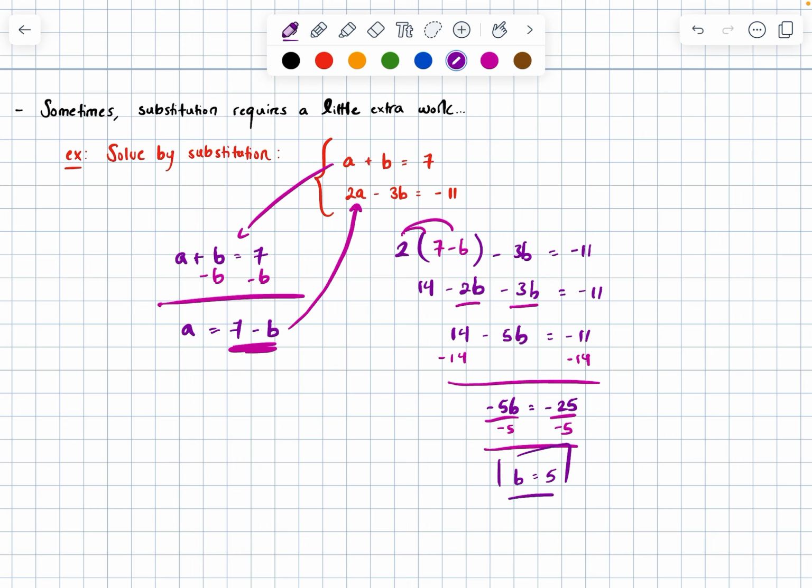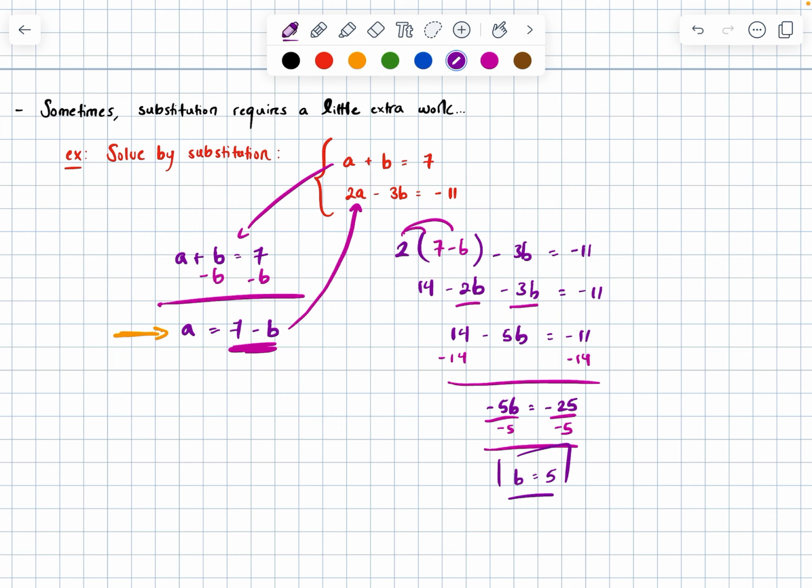Now again, critical thinking caps, where is the strategically wisest place to substitute this value of b back in? Well, thinking smarter, not harder, notice that in this equation over here, my goal is to solve for a. I've already got a by itself there. Let's use this equation. It's the same one as the first one, just rearranged a little bit.